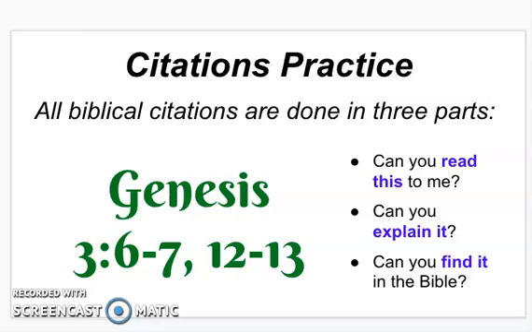We've seen how dashes are used for a range of verses. Commas, like this one, are used for skipping. Here you would read until you got to the end of verse 7, and then you would skip to the beginning of verse 12.